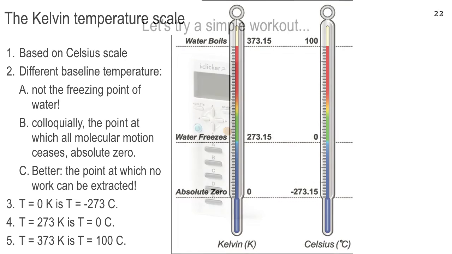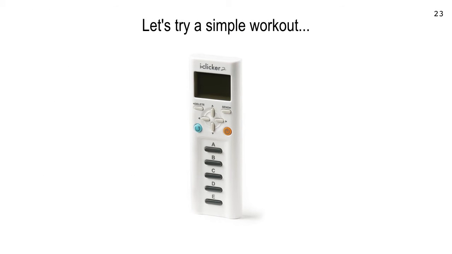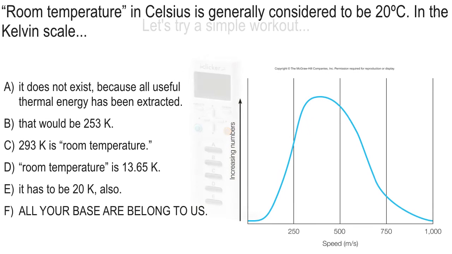Okay, let's keep going. Let's do a little simple workout with Kelvin temperature scale concepts. All right, get your clickers out. Here's question number, what are we on? Question 3 for today. Room temperature in Celsius over in the chemistry department is generally considered to be 20 degrees Celsius. Now, what is that in the Kelvin scale? And I believe that would be 68 Fahrenheit.